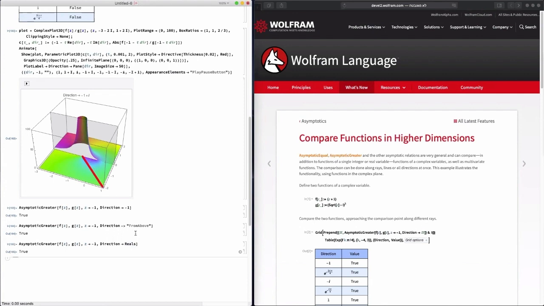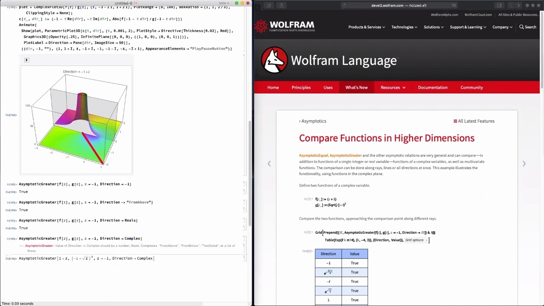But on the other hand, if you were to say direction goes to complexes, which means approach in all directions, whoops, I mistyped it and it told me that. It says direction this is false because it's not true in all directions. It's false when you approach in these directions, so the overall answer is false. So that is this example.